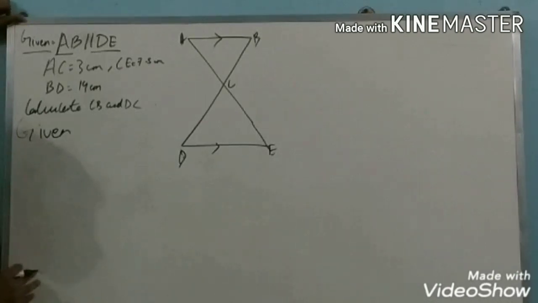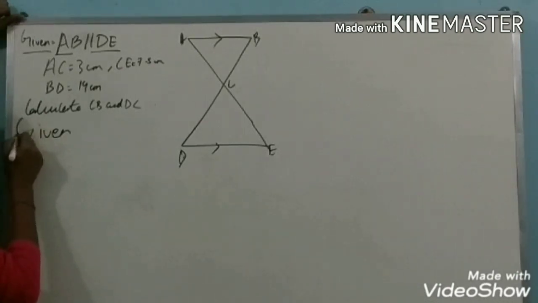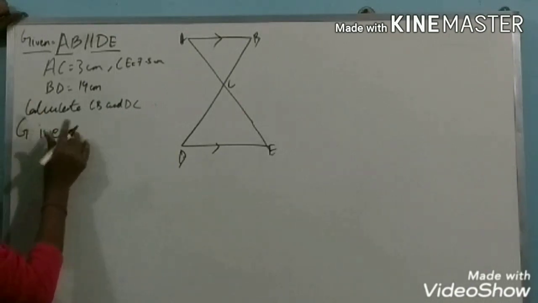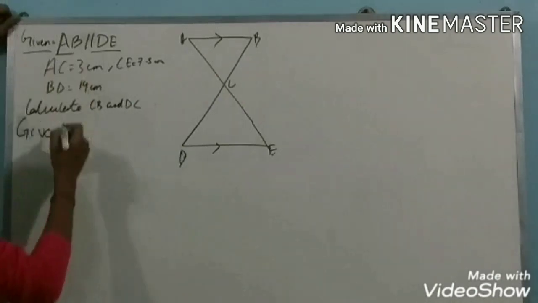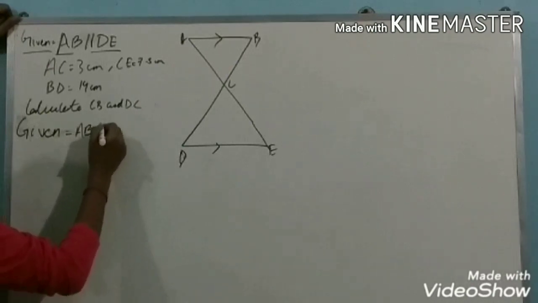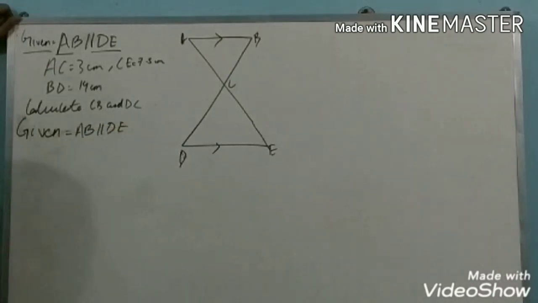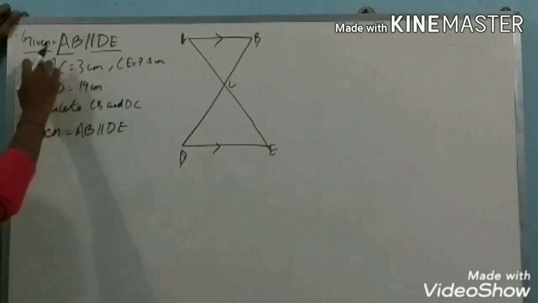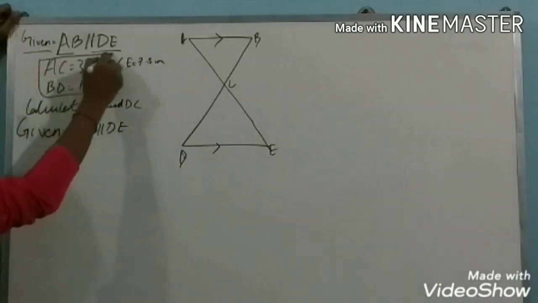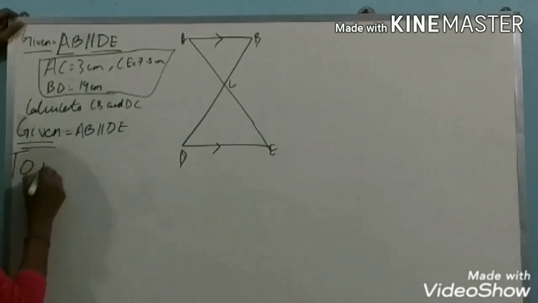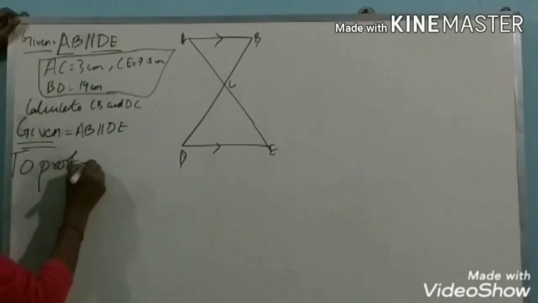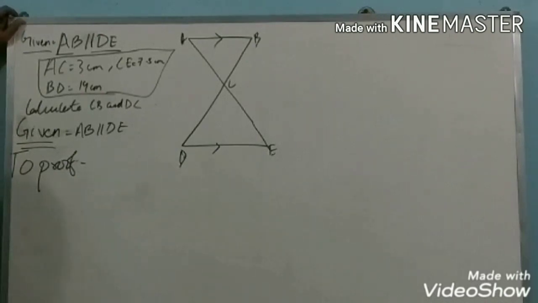I think my voice is audible to you, and you can see this. Given: first of all, you should write in a format. The first step is Given: AB is parallel to DE. We don't have to write the calculation part, because after finding the ratio we will put in the values and work it out. After the given comes the to prove, meaning what is the requirement, what we have to prove.